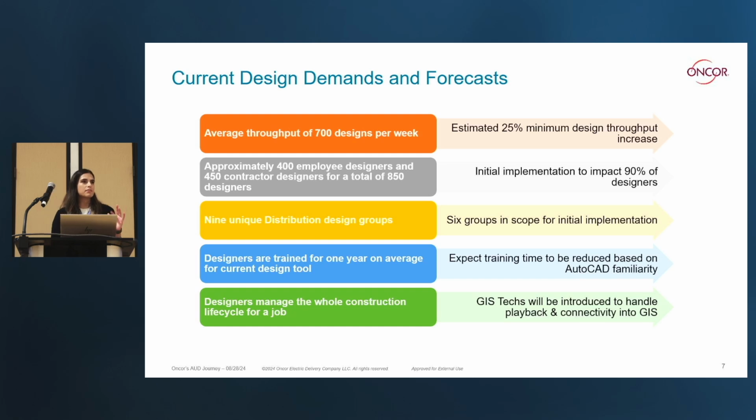Our workforce is about 850 designers. About half of them, or just over half, are contract design resources. And of the 6 teams that we're going to be putting in, of our 9 total design teams that we have across the company, we're thinking we're going to impact about 90% of our designers with the tool. So it'll be a pretty substantial shift and a pretty big change for us here at Oncor.